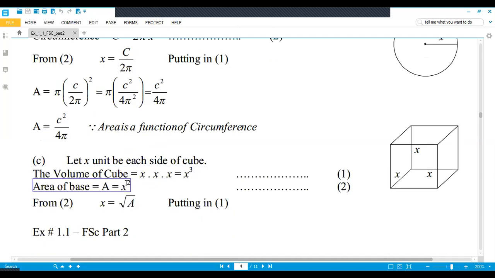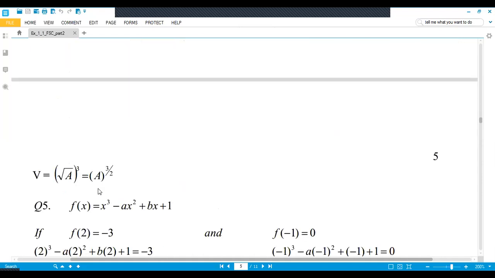And the area of the base, you know that the base is in the form of a square, so side multiply side, x square. You are going to find the volume of a cube as a function of area. So from area you will get the value of x. How can you find the value of x? Here you have x square equals a, so you will take the square root on both sides. Square and square root cancel, so you get x is equal to under root a. This x equals under root a, you put in the volume of a cube.